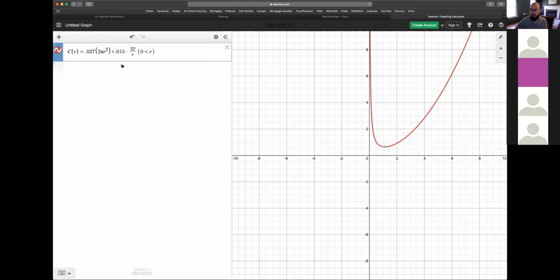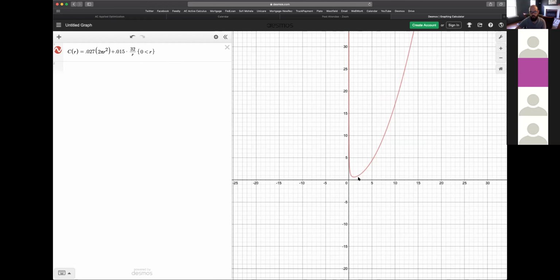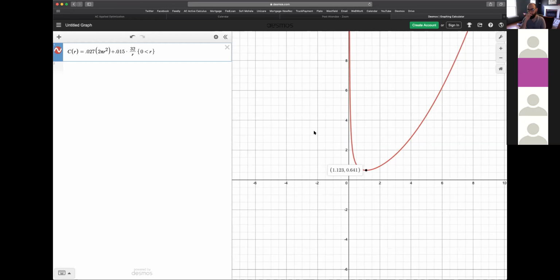So we graph this, we set it up, and if we look, it seems like we should see that we have one critical value, and we should have this down here. Interpreting this, it would cost us about $0.641 per can, and the radius we should have is about 1.123 inches.